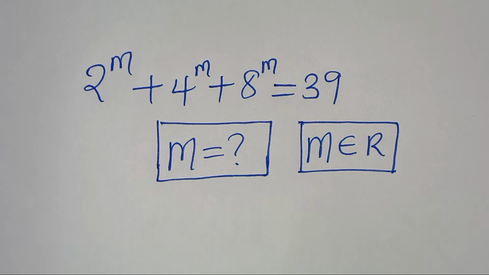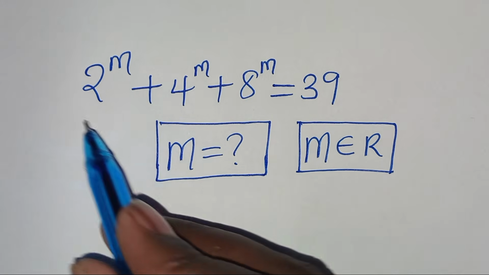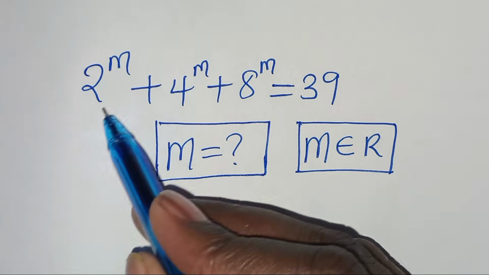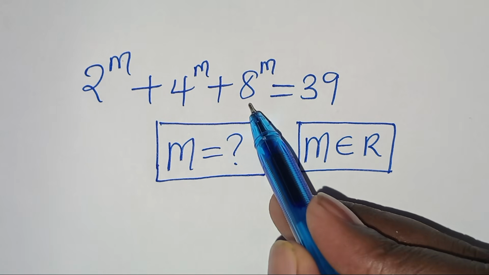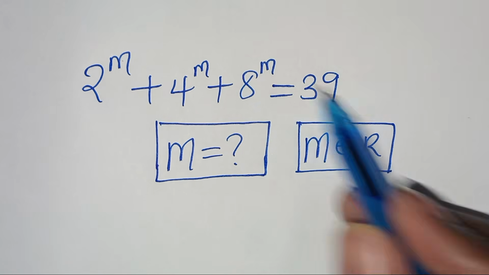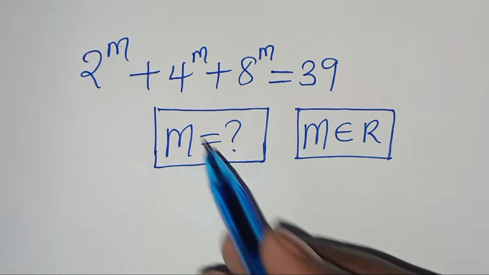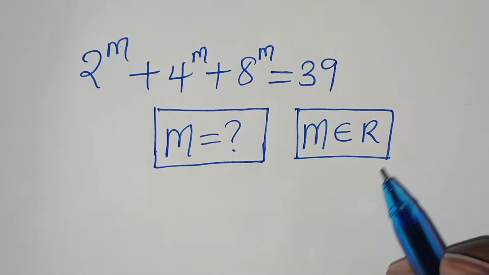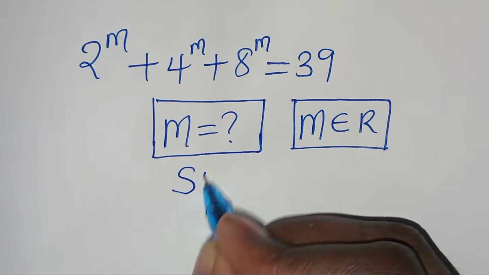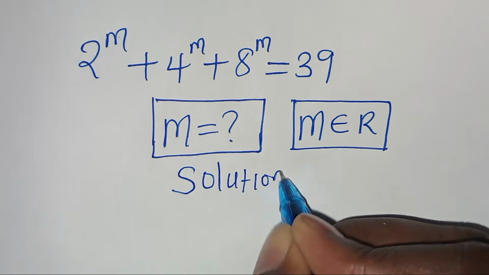Hello everyone, you're welcome to solve this nice exponential equation, which is 2 to the power of m plus 4 to the power of m plus 8 to the power of m. This is equal to 39. So what is the value of m given that m belongs to real numbers? So let's provide a solution from here.